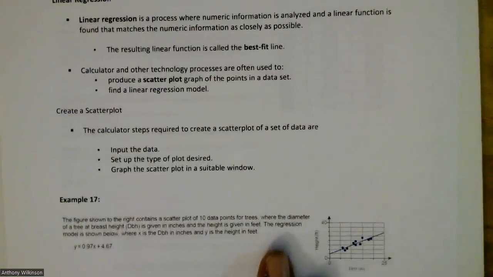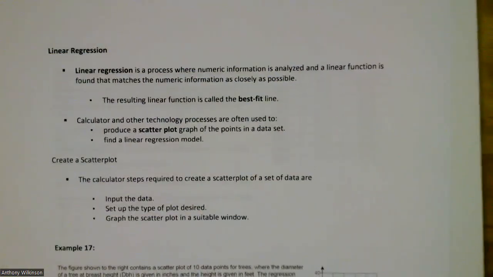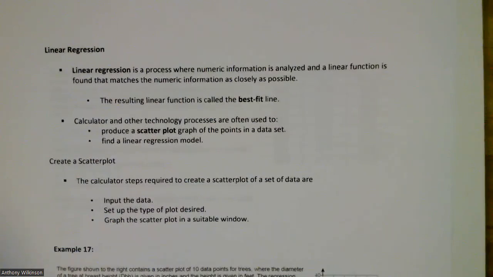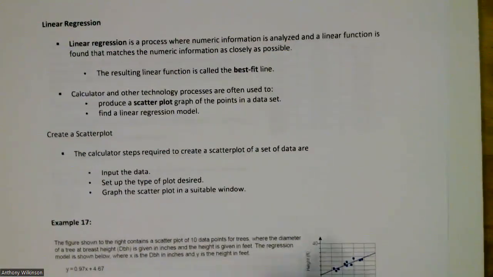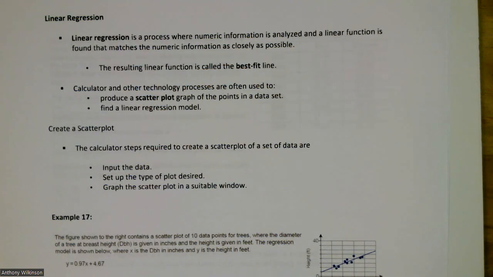All right, next we'll look at linear regression. Linear regression is a process where numerical information is analyzed and a linear function is found that matches the numerical information as closely as possible. The resulting linear function is called the best fit line. Calculators or other technology processes are often used to produce a scatter plot graph of the points in a data set and to find a linear regression model.